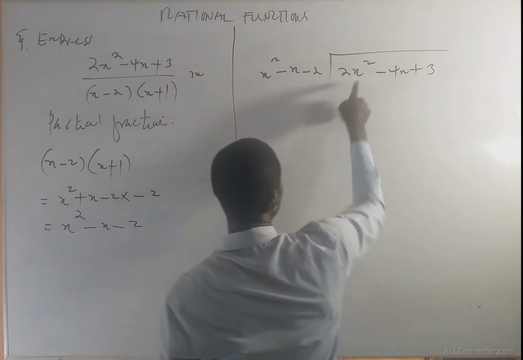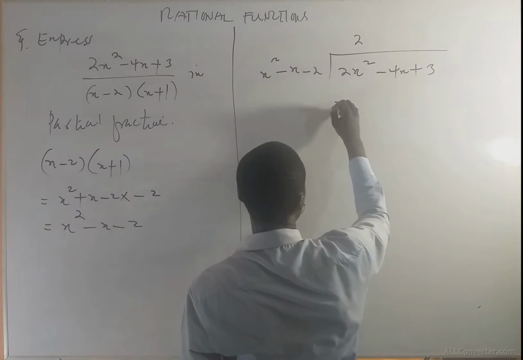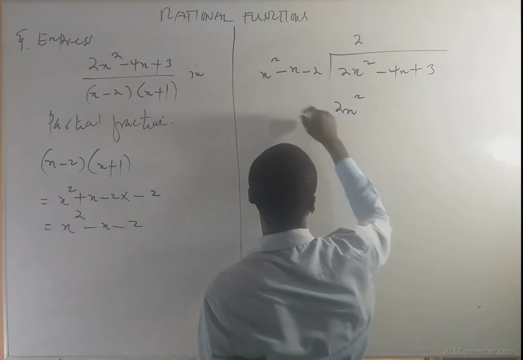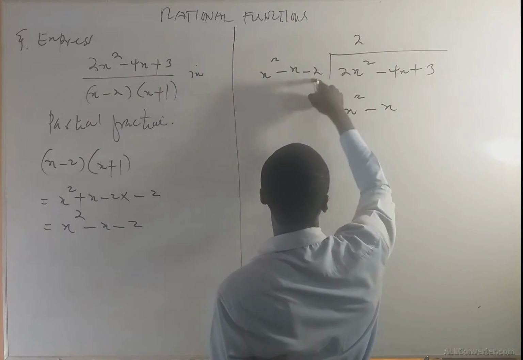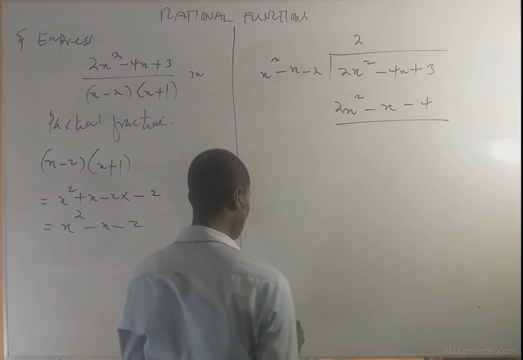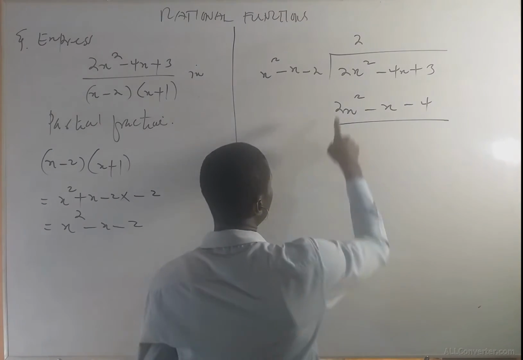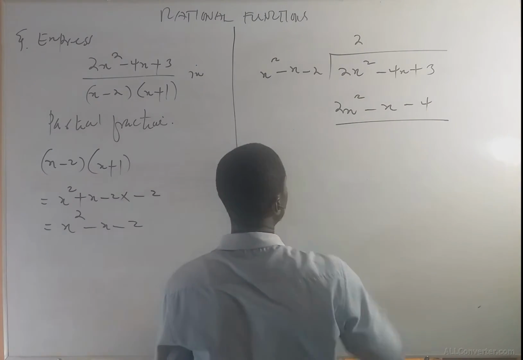So, 2x squared divided by x squared will give us 2. Then 2 times x squared will give us 2x squared. 2 times minus x will give us minus 2x. 2 times minus 2 gives us minus 4. Then we subtract this from this. So, we have our minus and our bracket here. So we have 2x squared minus 2x squared. That will give us 0.